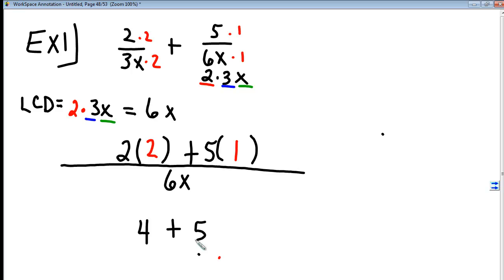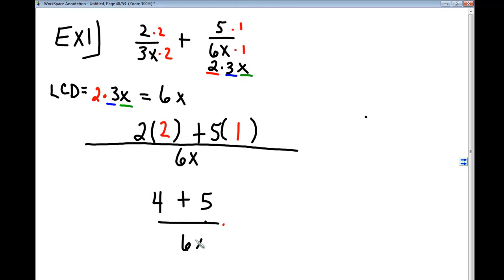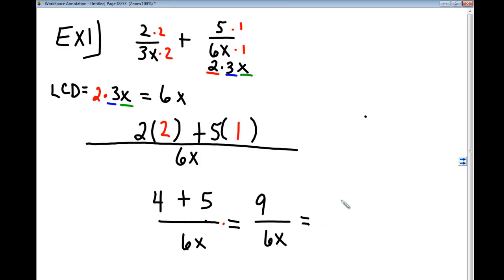Simplify, we get 4 plus 5 over 6x. That is 9 over 6x. And we can still reduce. 3 goes into 9 3 times. 3 goes into 6x 2x times. And this is my answer.